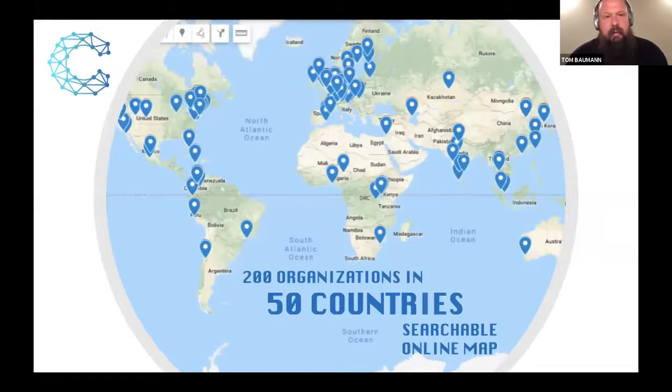The Climate Change Coalition was launched in 2017 at the One Planet Summit, on the second anniversary of the Paris Agreement, with 12 organizations. Since then, this open, global, multi-stakeholder network has grown around the world to around 200 organizations or so in 50 countries.